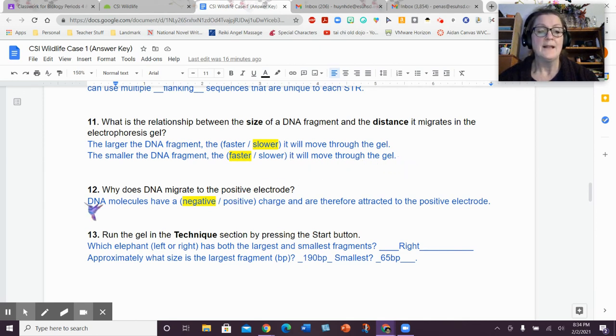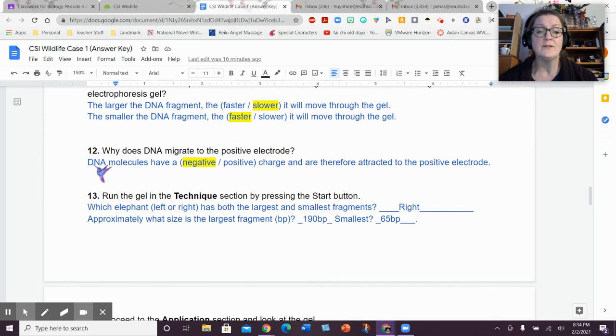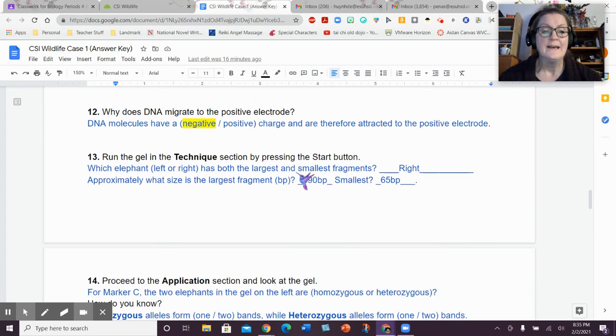Okay? Now, why does the DNA migrate to the positive electrode? Well, it's because DNA molecules have a negative charge and are therefore attracted to the positive electrode. It's not really like a magnet. That's the way electricity flows. It's always negative to positive. And so negative molecules will be drawn towards the positive electrode. Okay? Then it says run the gel in the technique section by pressing the start button.